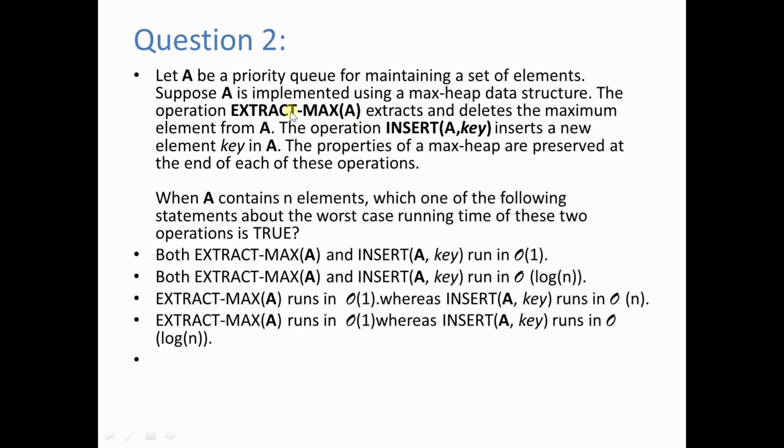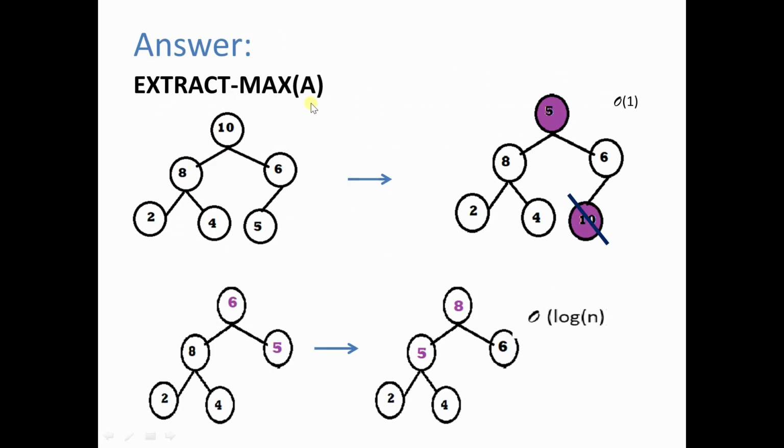After deleting the maximum element from A, we have to make that tree a maximum heap tree, and then after inserting an element into that maximum heap tree, we have to maintain the tree as a maximum heap tree. So first let's take extract maximum of A, that is, we are going to delete the maximum number. In a maximum heap tree, absolutely the root node will be the maximum number. So we are deleting this. Let's take this as an example maximum heap tree, and we are doing the extract max of A function, that is, we are going to delete the maximum number from this tree. So we are deleting the number 10.